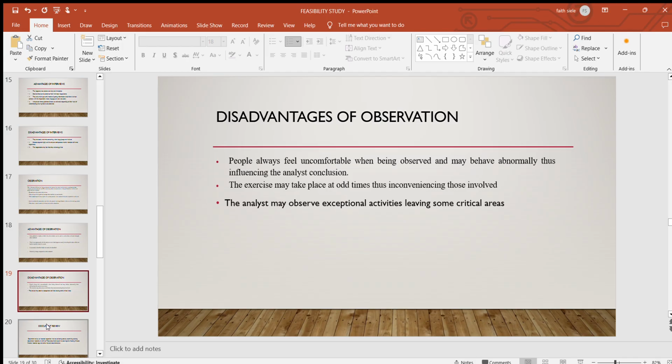And then also just to add, it can be very time consuming and labor intensive. It may also be subject to observer bias. And then also it is limited to observing behaviors that are visible or easily observable.